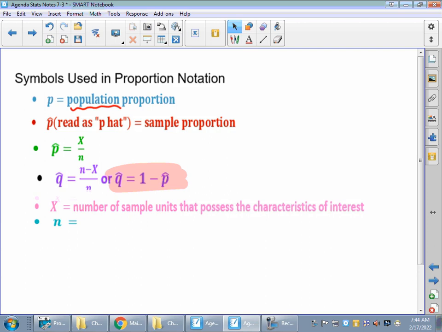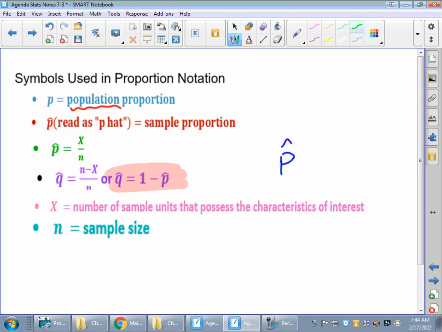X is the number of sample units that have what we're looking for, the number of people in our sample that have walked into someone while texting, and who can forget that N is equal to sample size. If you want a little reminder, P hat plus Q hat equal 1, just like P and Q equal 1. All right, so let's do a little bit of finding P hats here.